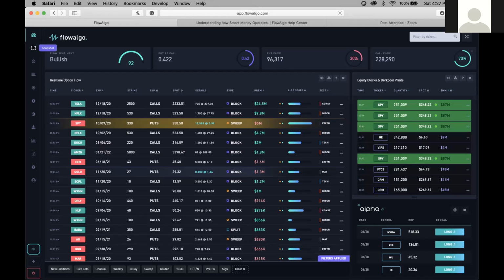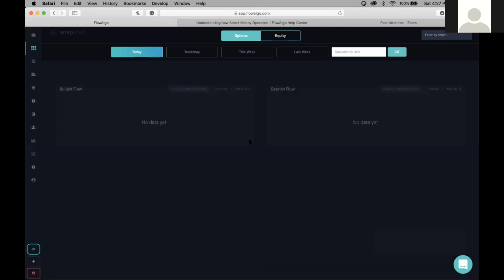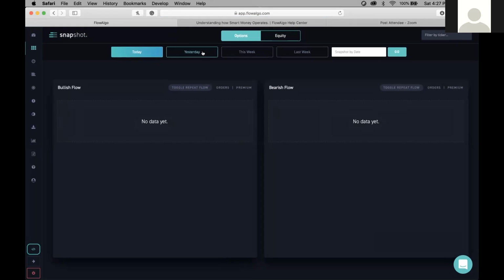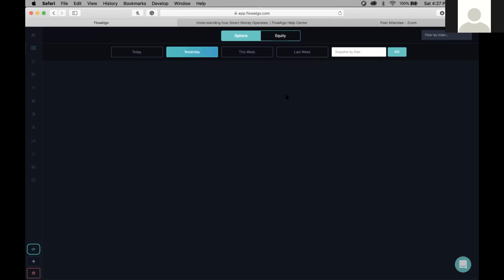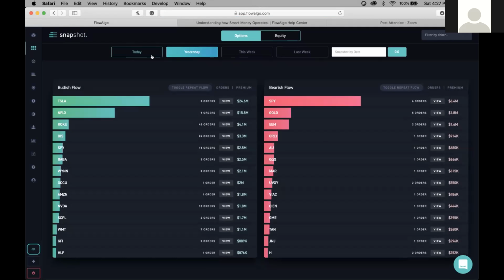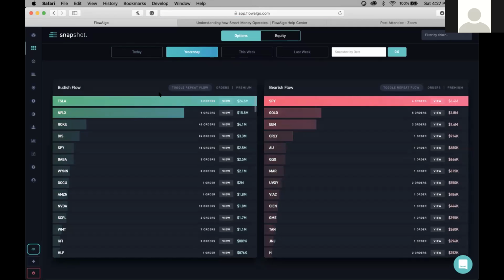Some other cool stuff is the snapshot. I don't think it'll work. Yeah, it won't work for today because obviously there's nothing. But what you can do is use this for yesterday, this week, and last week, and you can also do this for equities, and it'll show you the flow for the day. So again, we see Netflix here, right? We saw the calls earlier, we saw the dark pool print, so something's going on with Netflix.